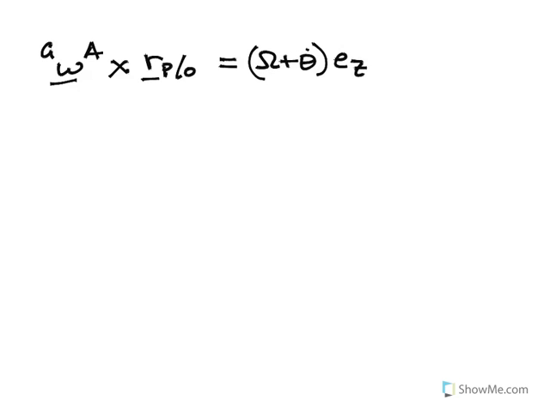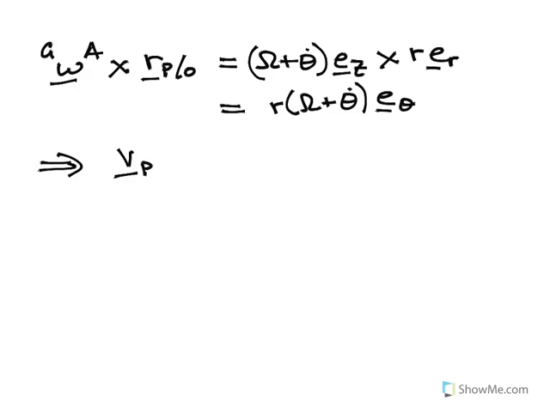So therefore, the second term, the angular velocity of A in G crossed with the position of P relative to O, is equal to omega plus theta dot EZ crossed with R ER, which is equal to R times omega plus theta dot E sub theta, which implies that the velocity of point P as viewed by an observer fixed to the ground is going to equal R dot ER plus R times omega plus theta dot E sub theta.